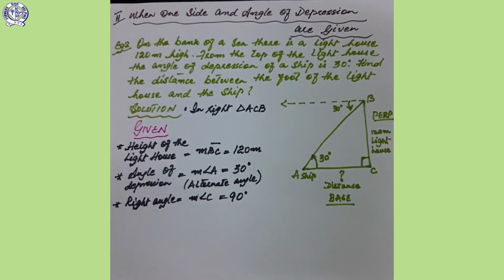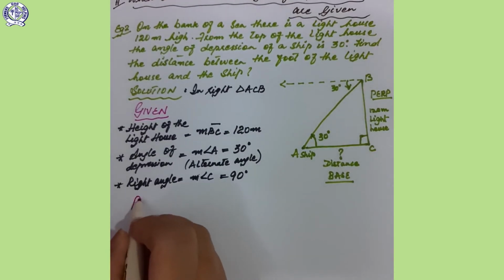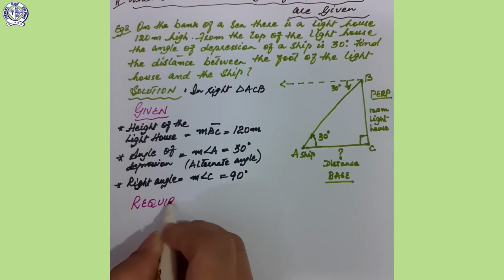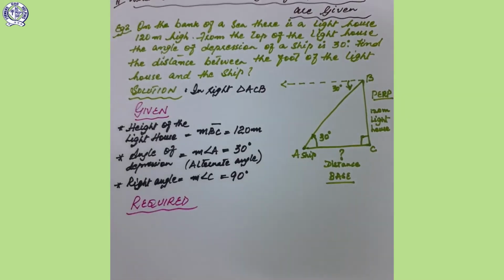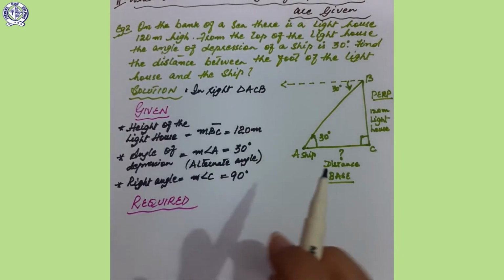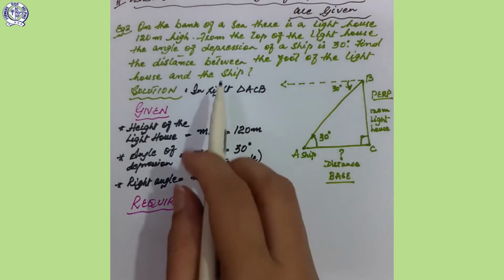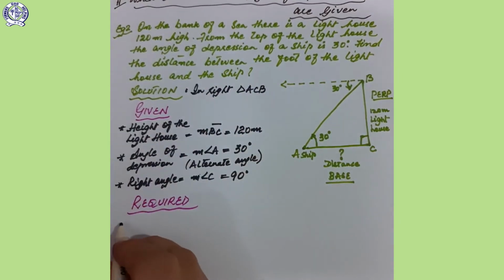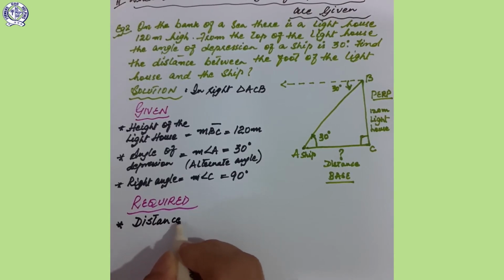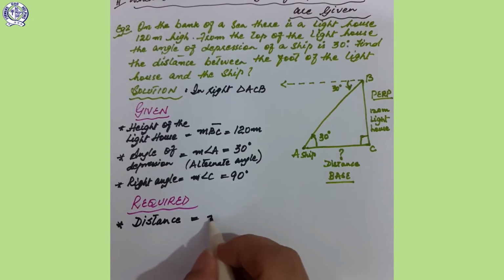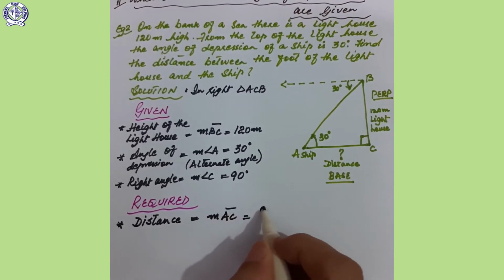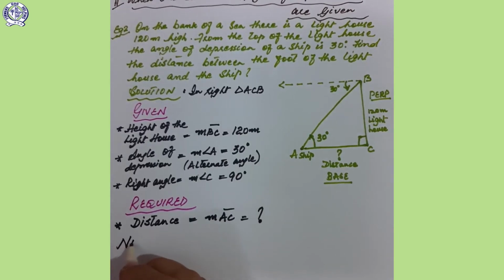Now you will write what is required. We'll write the required. You can see that required according to the figure is the distance from the ship to the foot of the lighthouse. Find the distance between the foot of the lighthouse and the ship. So required is distance, so distance AC is unknown.